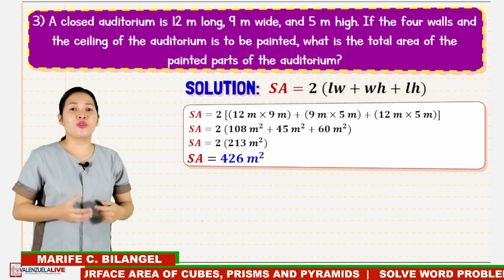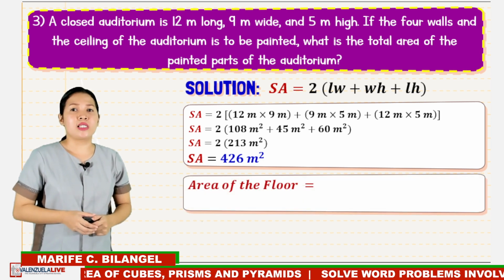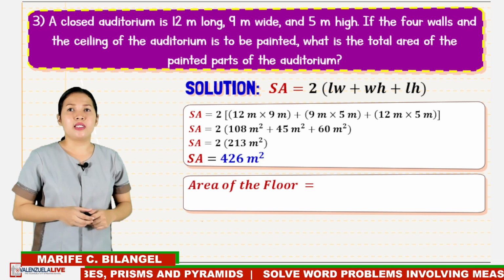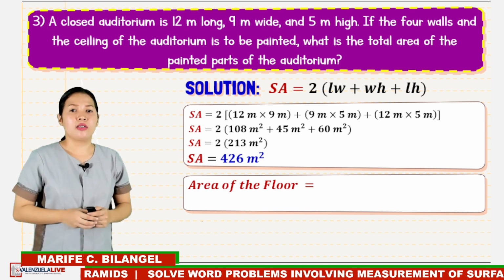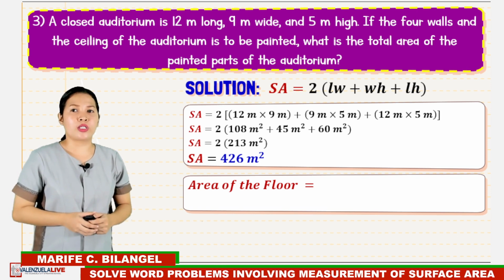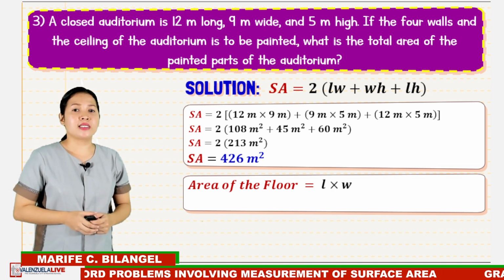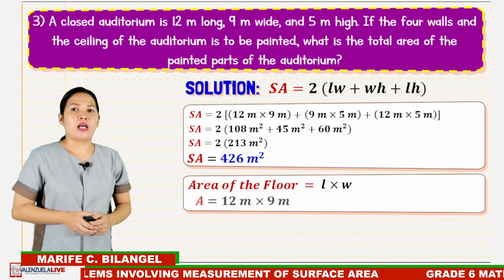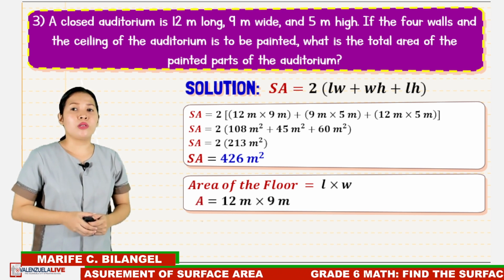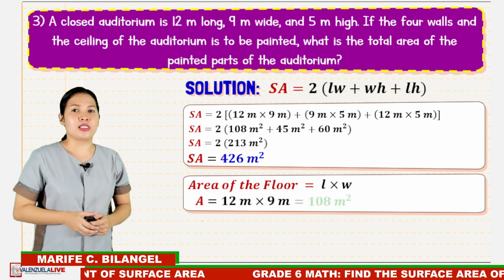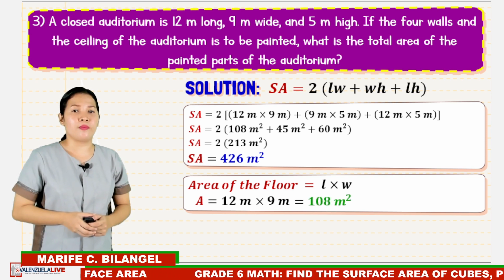And we also have to get the area of the floor since it is not included in the painted surface of the auditorium. So the area of the floor is length times width. Our length is 12 meters and our width is 9 meters. 12 meters times 9 meters, that is equal to 108 square meters.